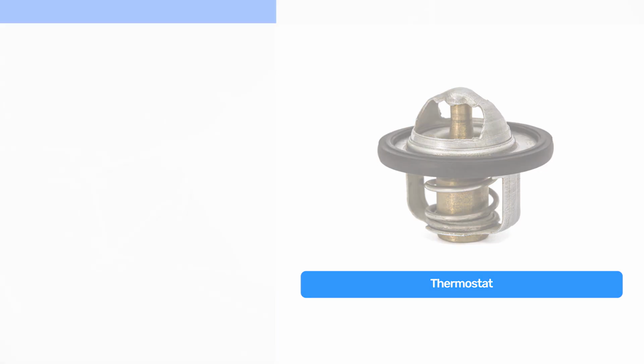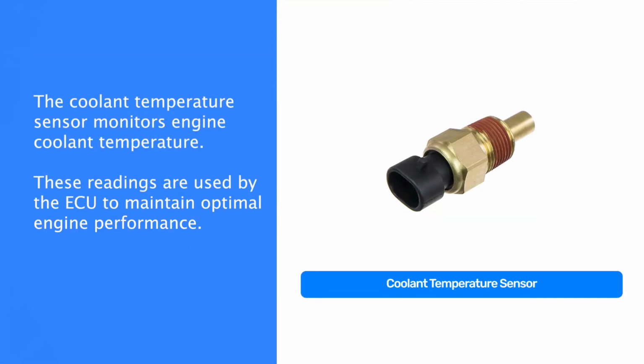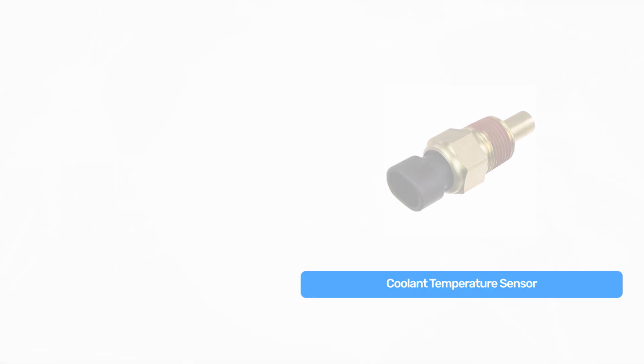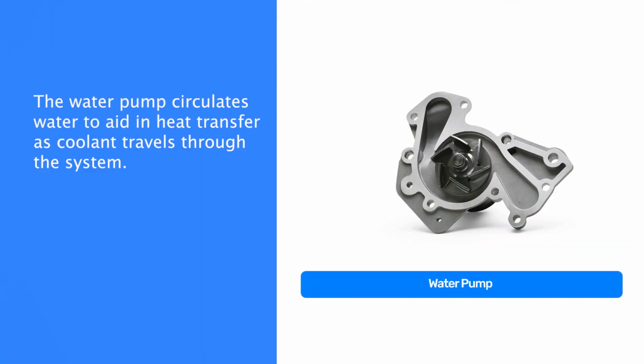The coolant temperature sensor communicates coolant temperature to the engine control module to moderate engine functions such as turning on and off the cooling fan, regulating fuel mixture, and recirculating exhaust gas. The water pump cycles water to the heater core and radiator to aid in heat transfer. Typically, the water pump is driven by a pulley connected to the engine crankshaft by a belt.